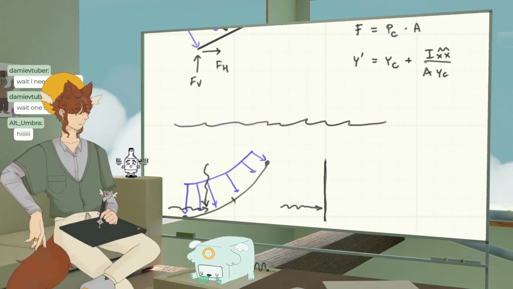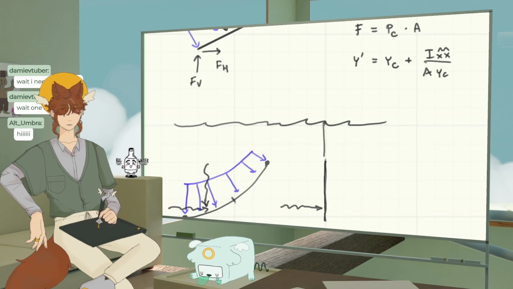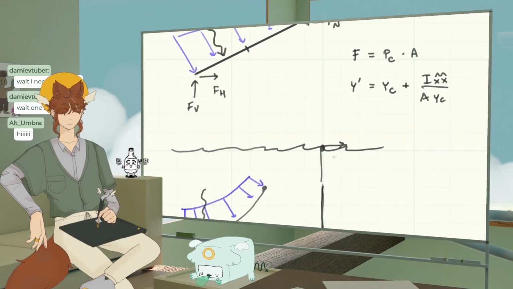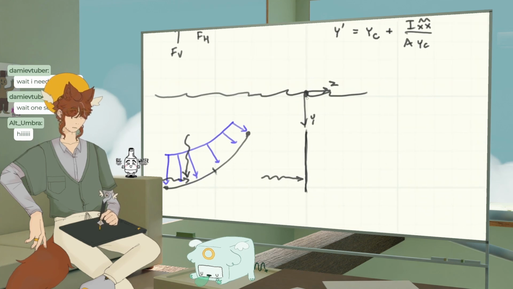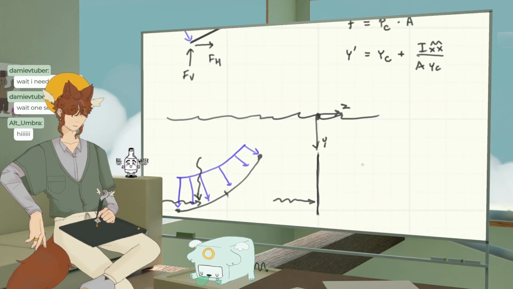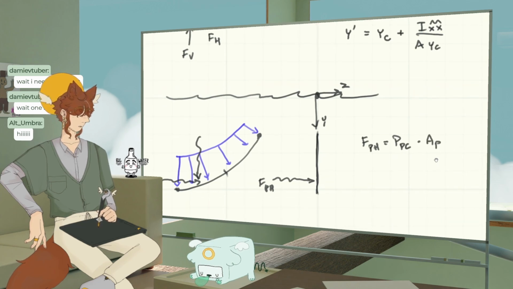So this is basically a submerged surface. If we put our coordinate system on here, there's our y, there's our z, at the water line. And if we want to find this, I'm going to call it FP horizontal. FP horizontal is going to equal the pressure at the centroid of the projected area, times the area that's projected.